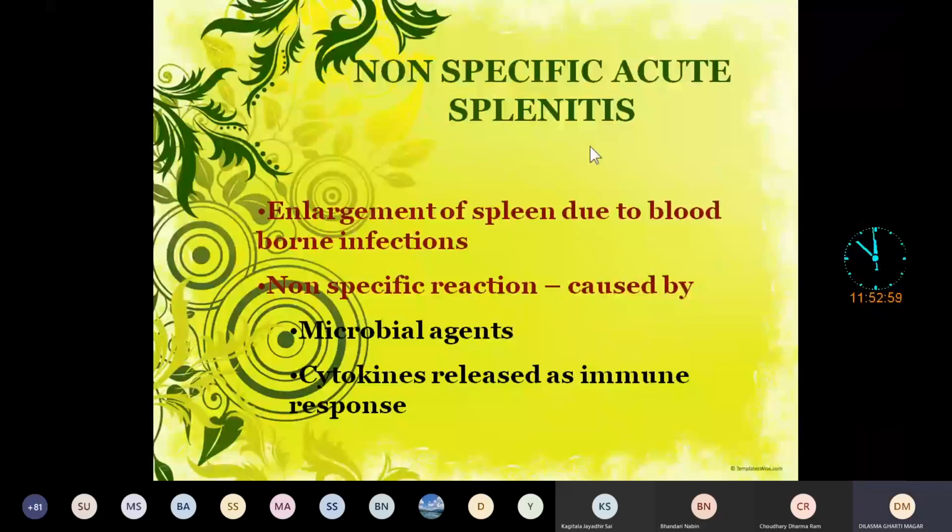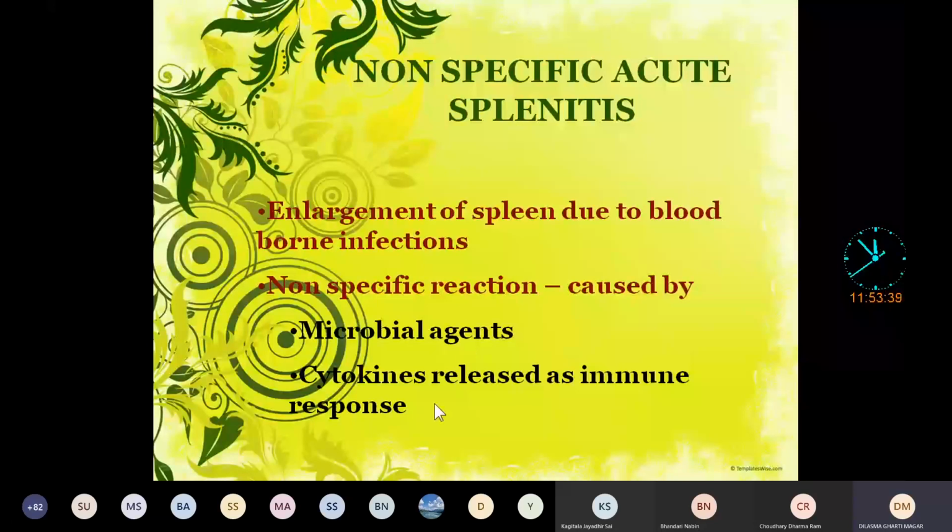So now we'll come to non-specific acute splenitis. Here there is inflammation of the spleen, but it is not very specific. It can be caused because of various reasons, so that's why the name is non-specific acute splenitis. Here the enlargement of the spleen is mainly because of blood-borne infection. The blood-borne infections can be any bacteria, isn't it so? Here there will be non-specific reactions caused by the microbial agents, and cytokines released as an immune response.